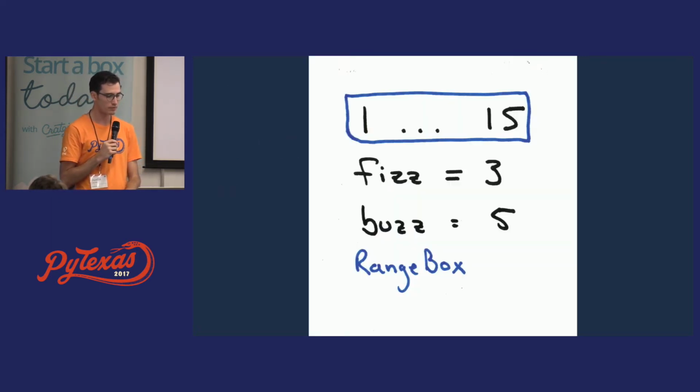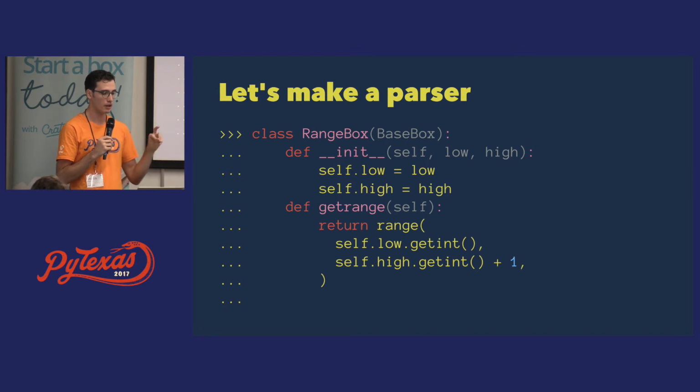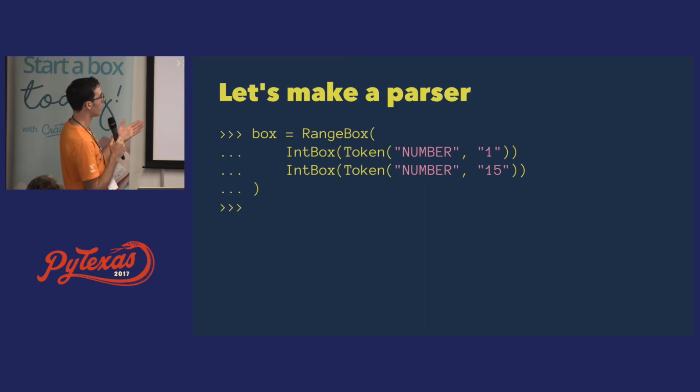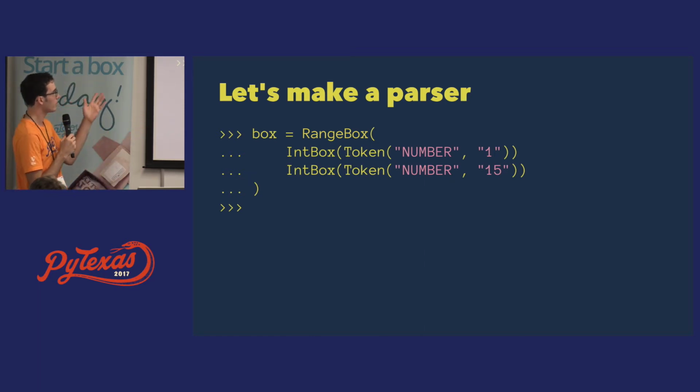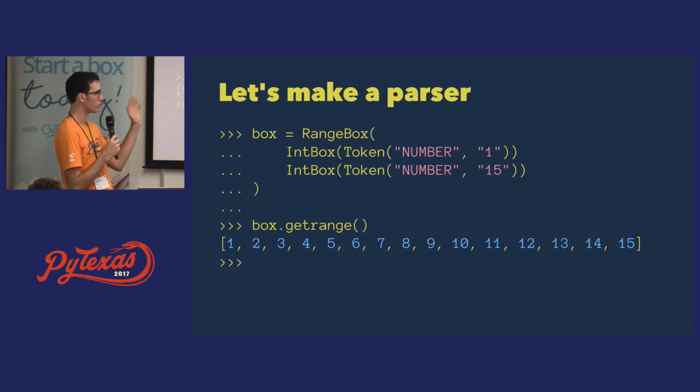So a range box is going to get 2 tokens, each of the int boxes, and I'm going to set them to be low and high. And then I'm going to write another arbitrarily named function, getRange on it. And what this is going to do is return a Python range based on those 2 integers that it was initialized with. So if I, again, initialize a range box like this, I have to give it 2 int boxes, since that's what it needs. And if I call getRange on it, I get the full range here.